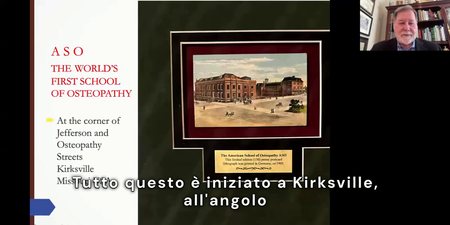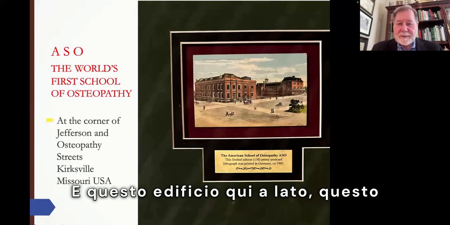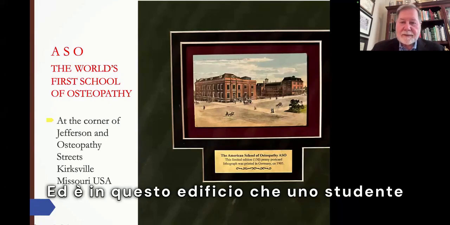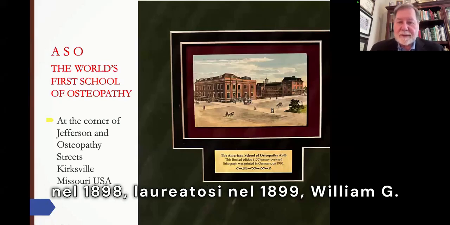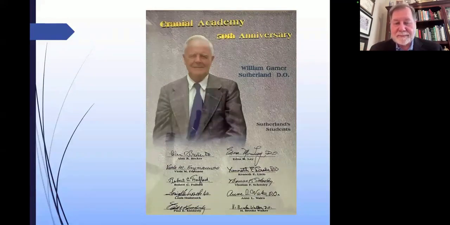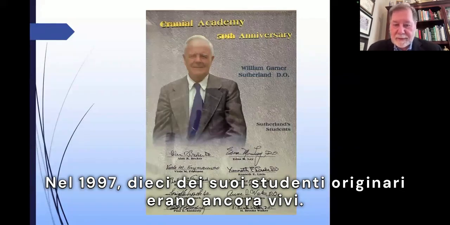So this all started in Kirksville, at the corner of Jefferson Street and Osteopathy in Kirksville, Missouri. This building on this side here, this red building, is the Old North Infirmary. And in this building, a student in 1898, graduating in 1899, William G. Sutherland, got the idea that the temporal bone was developed for motion. And here's a picture of Dr. Sutherland.